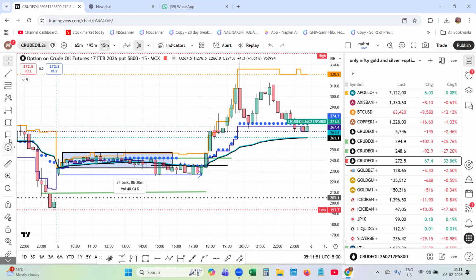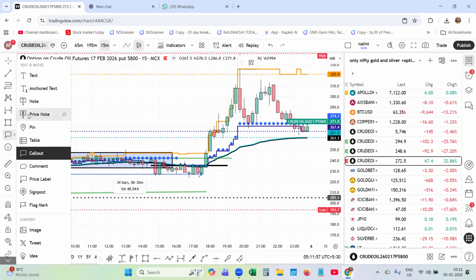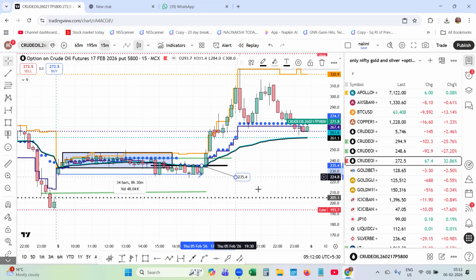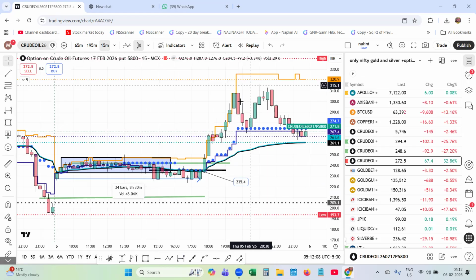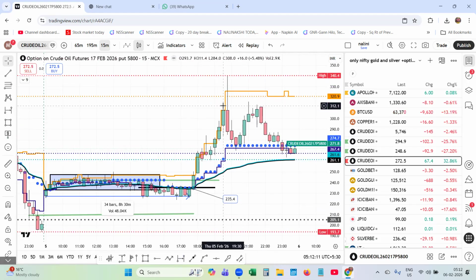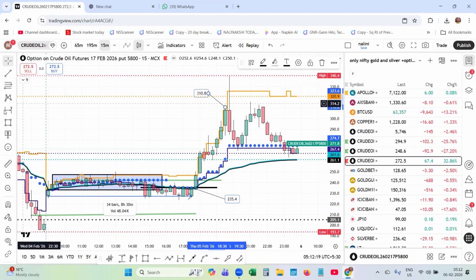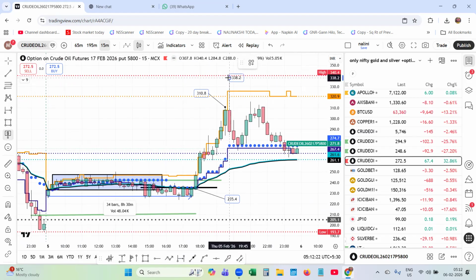See, if you would have taken, let me put the price note over here. The price is 235. That was the buy signal. And the market from there, if you would have captured up to this 312, or it has moved up to 337. 235 to 337 is almost 100 points.